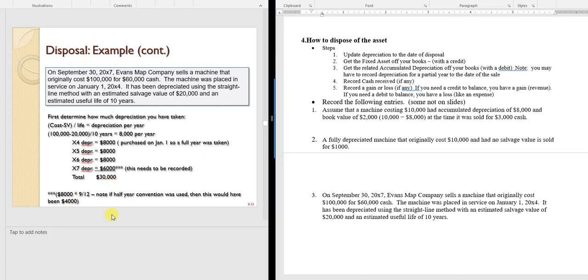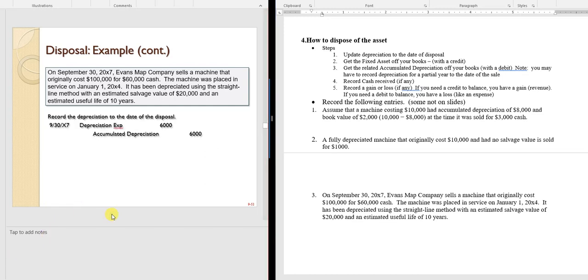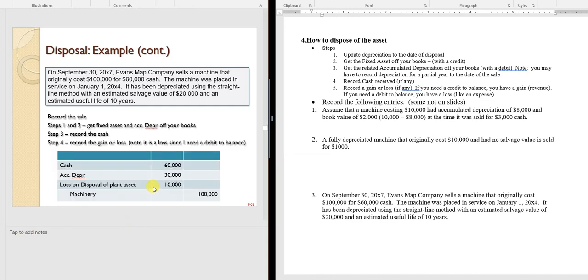So let's go do that. First, I record that $6,000 of depreciation expense. I debit depreciation expense for $6,000 for X7 and credit accumulated depreciation. If the problem had said the half-year convention was used, this would be 4 and my $30,000 would be different. Now I can go through my steps. Get the machine off my books for $100,000. That's what it originally cost me. I get my accumulated depreciation off my books for $30,000.